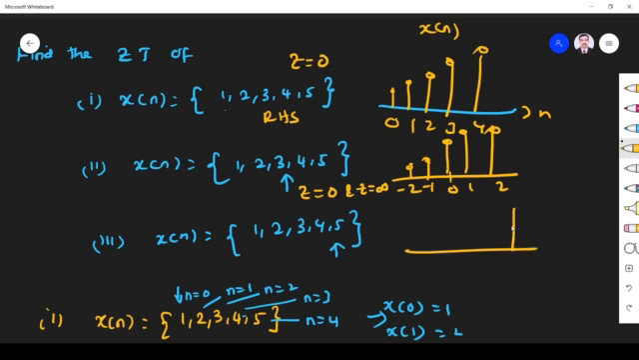Here you see 5, 4, 3, 2, 1 for n equal to 0, minus 1, minus 2, minus 3, minus 4. Here the ROC is everywhere except at z equal to infinity.